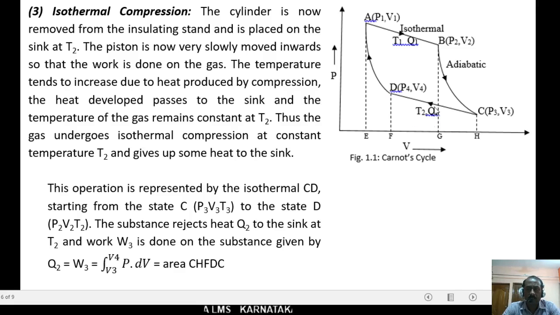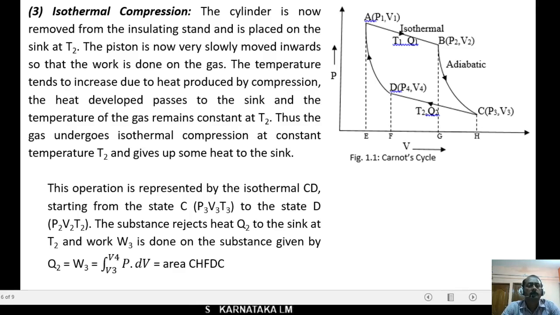The heat rejection Q2 equals the work done W3, which is equal to the integration of P dV between the limits V3 to V4. Hence the area C, H, F, D, C is the heat rejection, which is nothing but the work done on the substance.